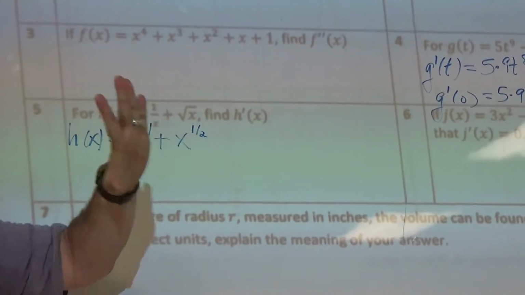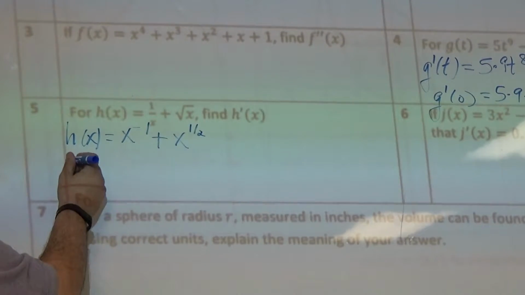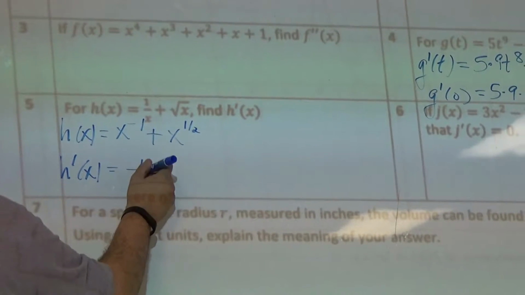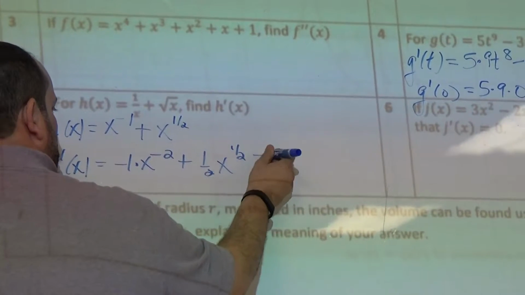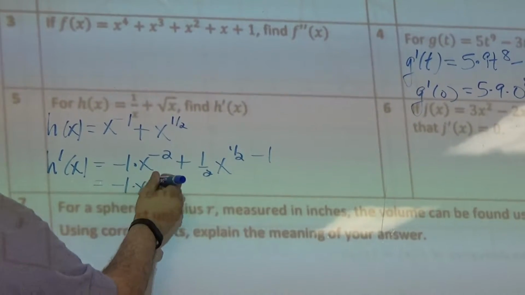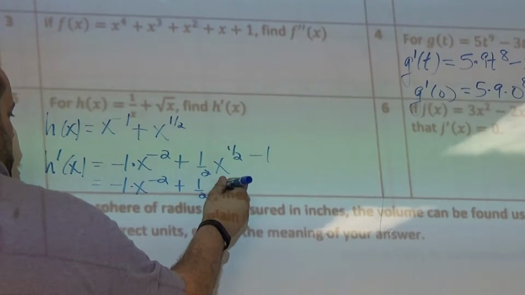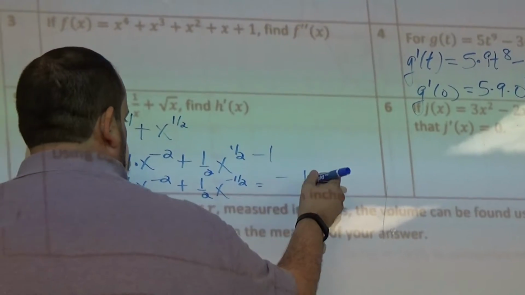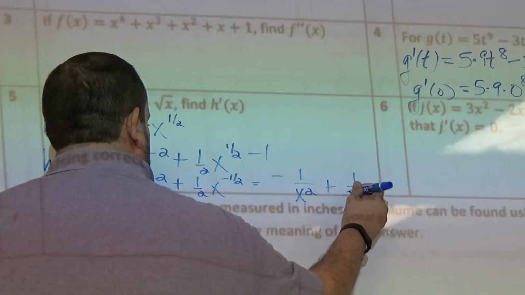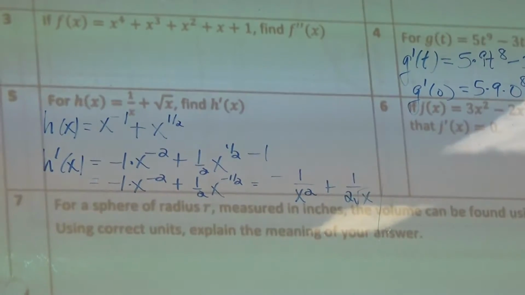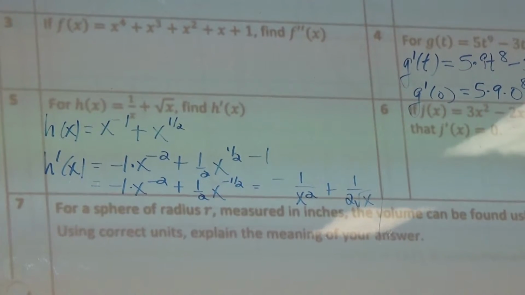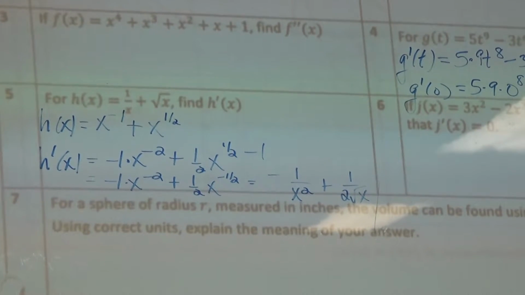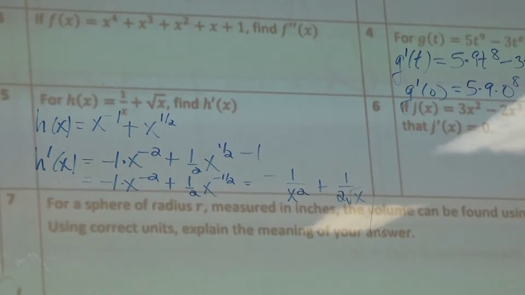Take 30 seconds, find the derivative. Don't look up, I'm going to find it as well. Label that. That's h prime. You don't have to simplify.